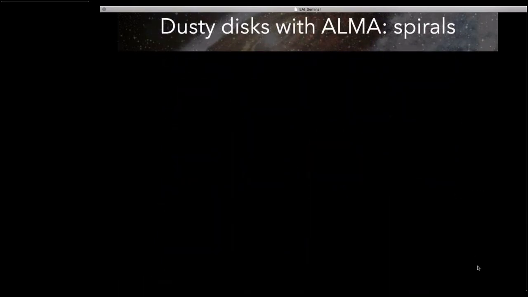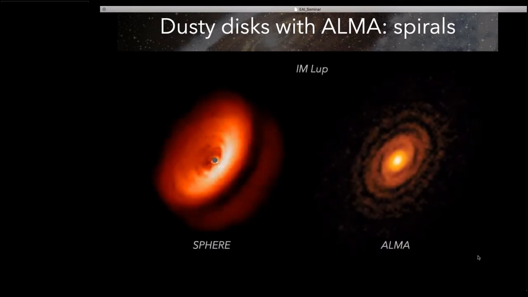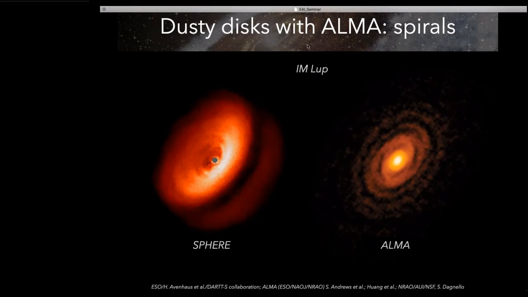So the third feature that we've been seeing is also spiral features in dust emission. So here's a nice object that I'll come back to a couple of times. This is a scattered light image from SPHERE at near infrared wavelengths of this disk around IM Lup. And then what you see on the right is the ALMA image. So this is the thermal emission and this is the scattered light emission. And you can see the top side of the disk, so the disk is inclined to our line of sight, and you're seeing this very high aspect ratio scattering surface. It's scattering the light back towards us. And you also see scattering from the lower part of the disk as well.